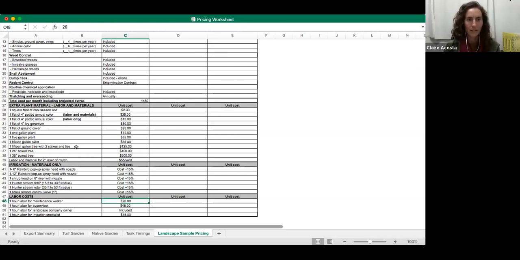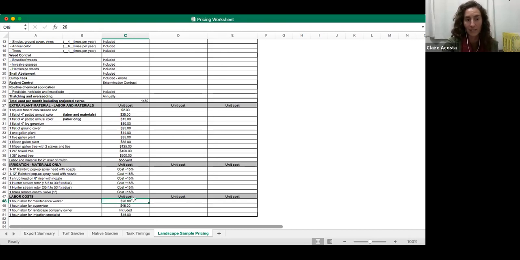I think what's nice too, I'm sure many of you have this on your proposals, but this section here was extra plant material or irrigation materials, and you have the costs on there, and irrigation is cost plus 15%, and you have any labor costs for specialty stuff, like an irrigation specialist comes out, they have a different rate.